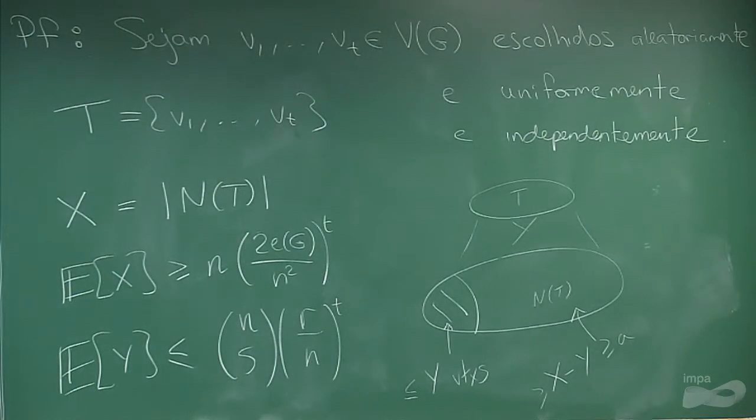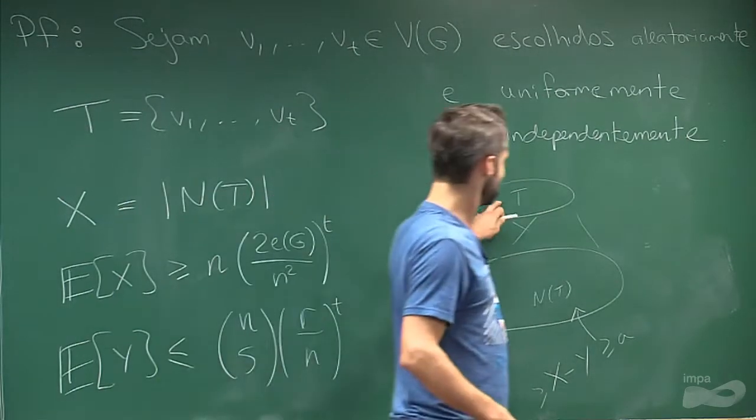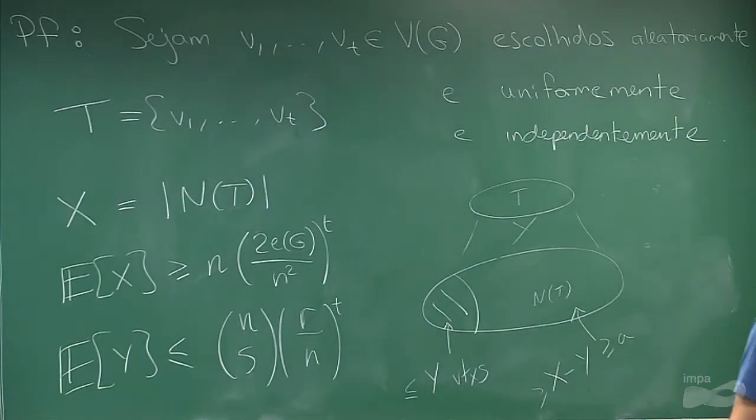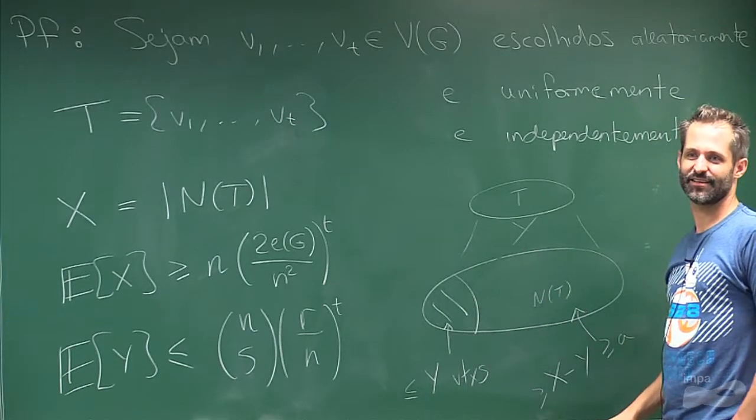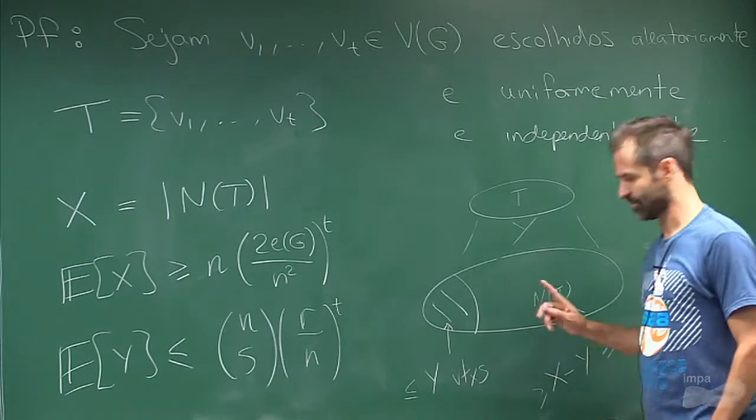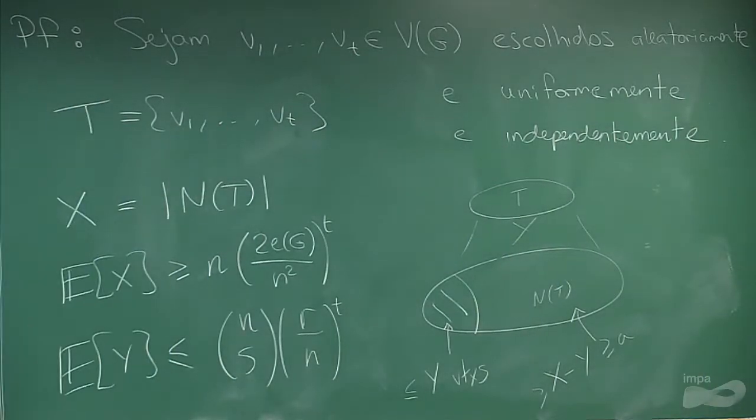So this condition says that the expectation of x minus y is at least A. So there must exist a t such that x minus y is at least A. Take that t and remove one vertex from each bad S set. Should I write that down? Let me write it down, just in case.